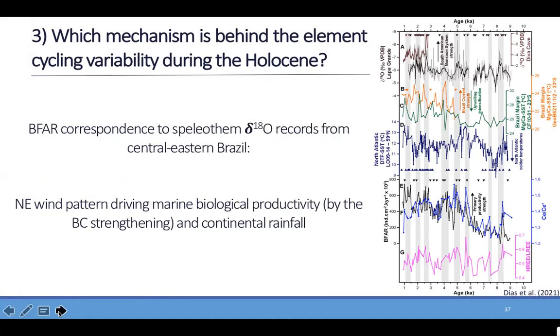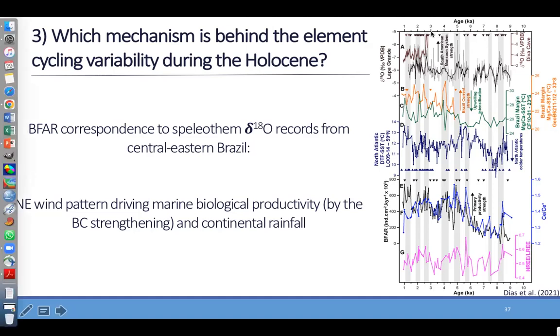And then we can see that your Bf/Ca record is also matching the speleothem records from central western Brazil. You can see there at the top in letter A, the black and brown reconstructions are delta oxygen-18 from speleothems in central western Brazil. And we can see that the gray bars are just showing the exact timing when we have the peaks of delta oxygen-18 matching exactly the peaks of the Bf/Ca index, showing that increase in the organic exportation to the seafloor.